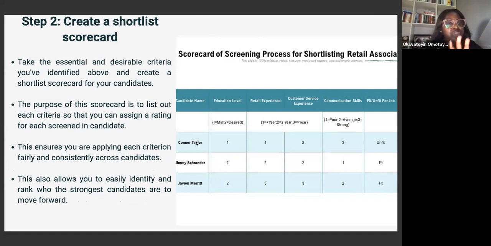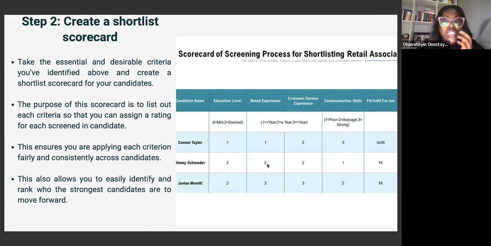So, for example, we have 3 candidates here on the screen. We have Connor Taylor, we have Jimmy, and we have Javion. Now, this recruiter has 4 criteria that they are testing these 3 candidates on: educational level, their retail experience, their customer service experience, their communication skills, and whether they are fit or unfit for the job. Basically 4. The 5th one is the final say.